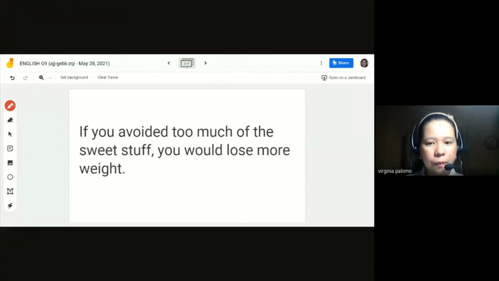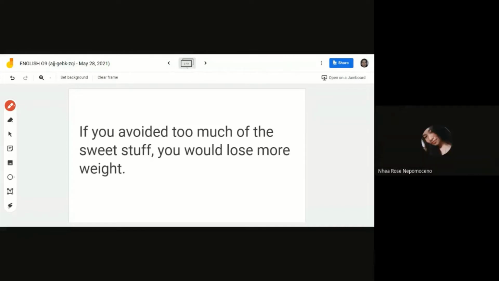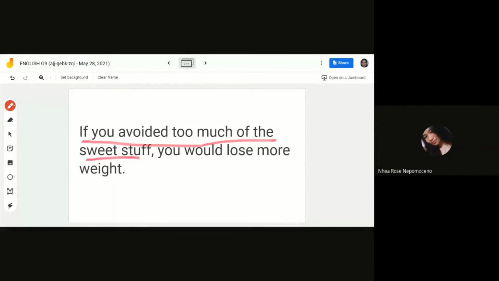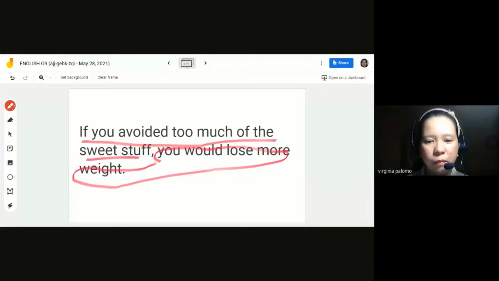Neya, read the sentence first and then identify the parts and then the verb tense. If you avoided too much of the sweet stuff, you would lose more weight. The if clause part is if you avoided too much of the sweet stuff. The verb is avoided, which is past tense. The main clause is you would lose more weight. The subject is you. The verb is would lose. All right, correct. So let's move on.